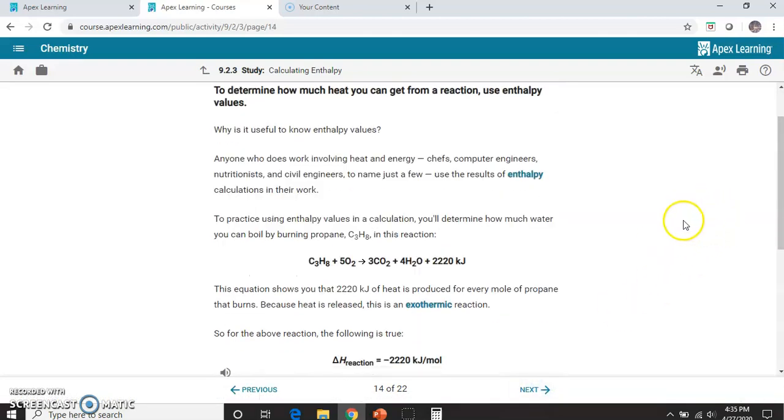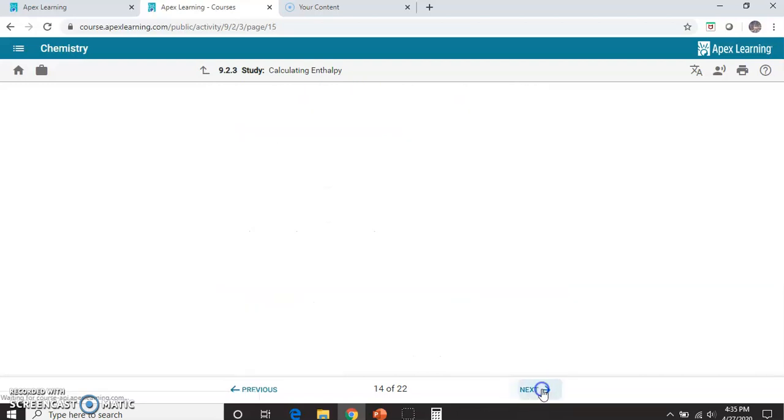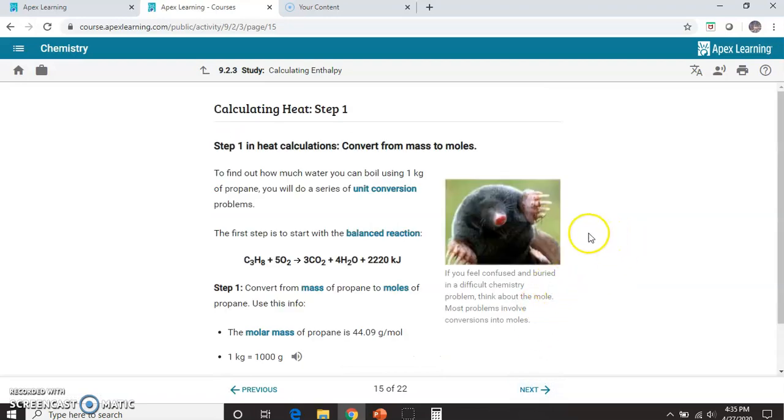Now we're going to throw in some ideas of moles a little bit. Okay, and this page is also kind of talking about why we need this. Why is it useful to know? A lot of it is because we need to know what energy is required to do a lot of things. Chefs, computer engineers, just to name a few, look into this energy, this enthalpy that's produced for every mole. Okay, so let's get into this last idea.